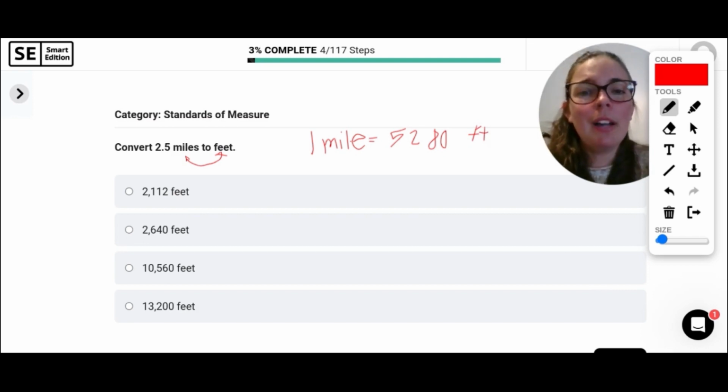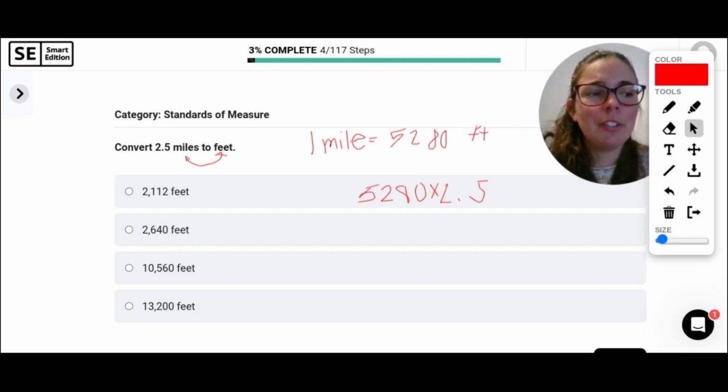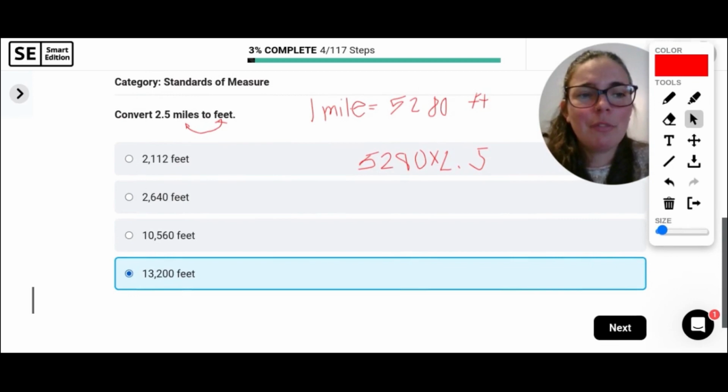So 2.5 times 5,280 will give me how many feet are in 2.5 miles. Again, this is one where we can use our calculator, so let that do the hard work for you. Multiply it on your calculator, and you should find that we get 13,200 feet.